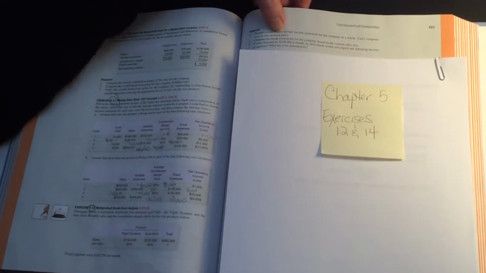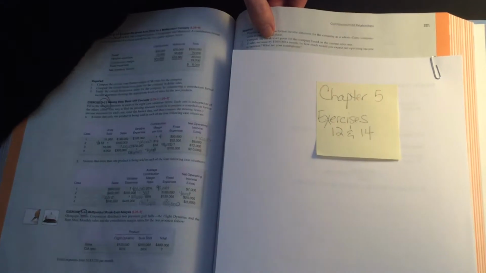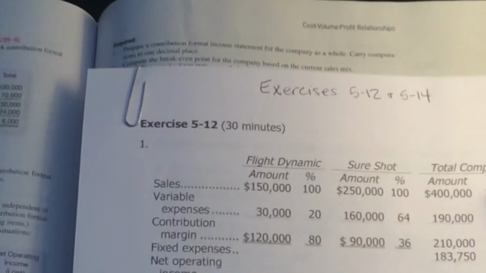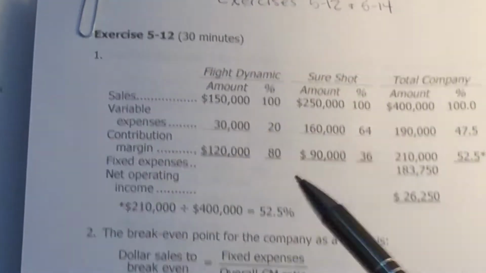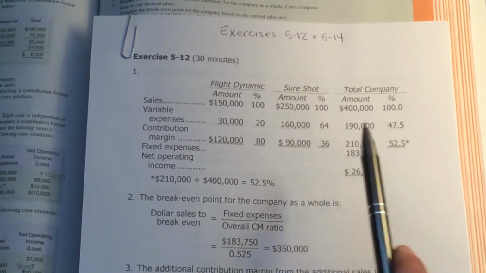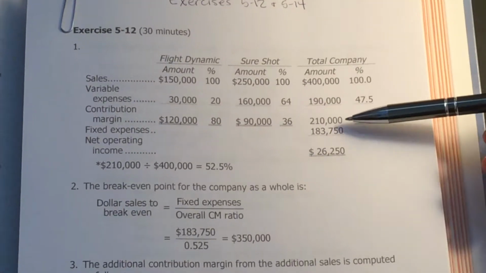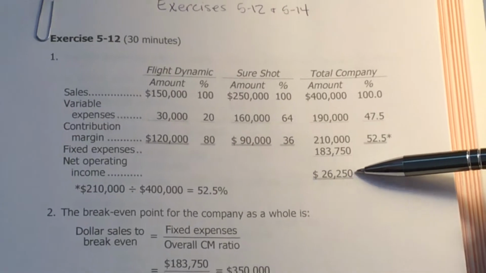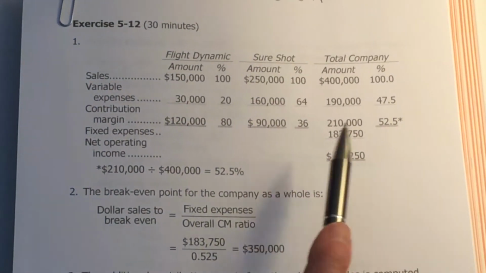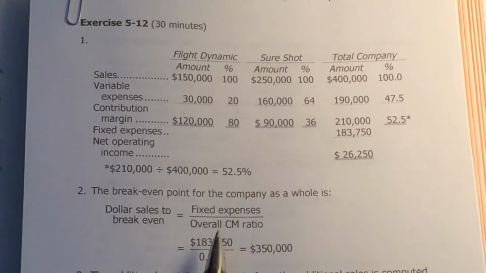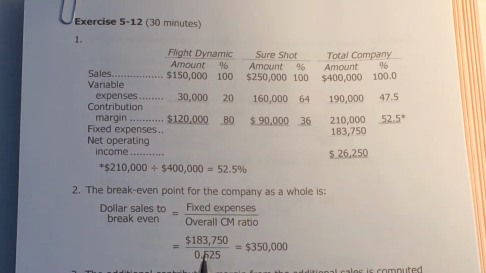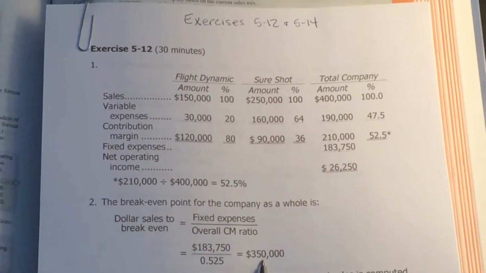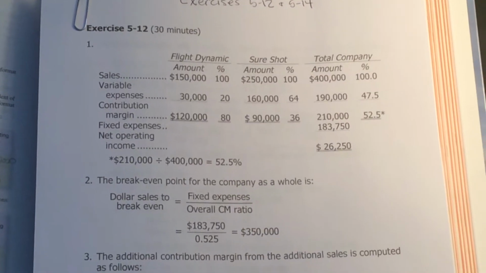We're going to do a CM format income statement for the company as a whole. So we've got multi-products. We're going to do break even and answer a what if question. So here is our contribution margin income statement where we have the two products, we have the total company, we are taking CM ratio here of 52.5%, we have fixed cost, and we have our net operating income. So break even, as always, is fixed cost divided by, in this case, the weighted average CM ratio to get to $350,000 in dollar sales at break even.